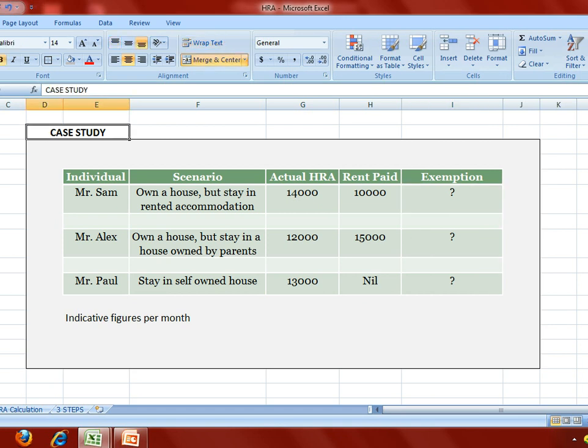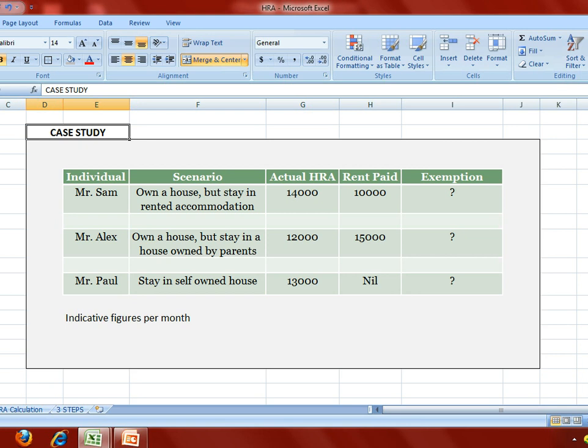Here we are given the case study of three individuals who live in three different scenarios. Mr. Sam, who owns a house but stays in a rented accommodation. His actual HRA benefit is 14,000 rupees per month and the rent paid every month is rupees 10,000.